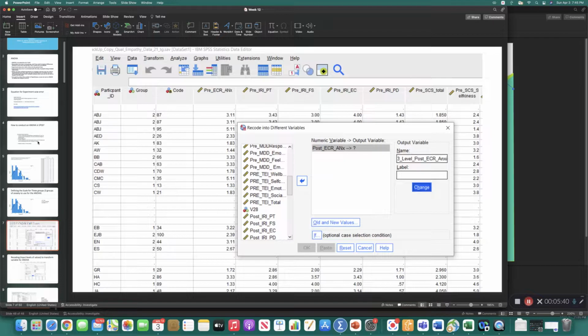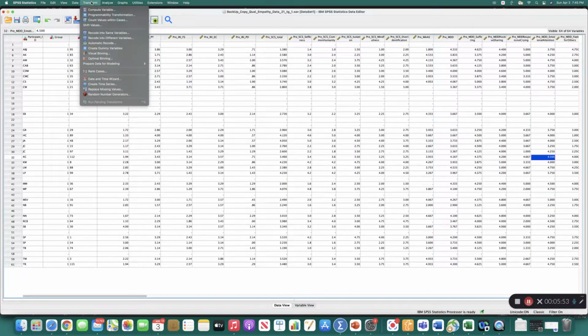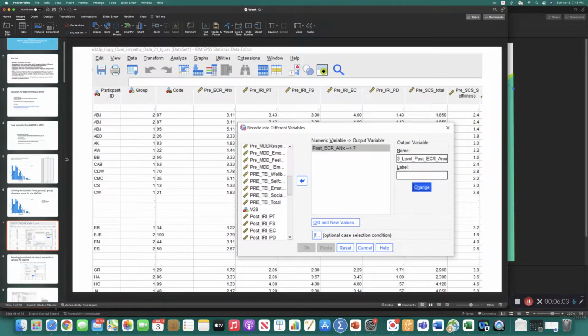So in order to do this, we first had to transform the variable and recode it into different variables. If you open SPSS to do that, you can go to Transform, and then click on Recode into different variables. As you can see, it says Recode into different variables. We took post-related attachment anxiety and changed it to 3 levels of post-attachment related anxiety for the output name there.